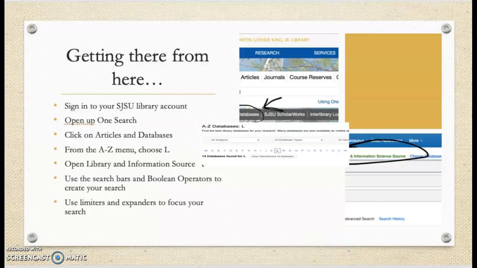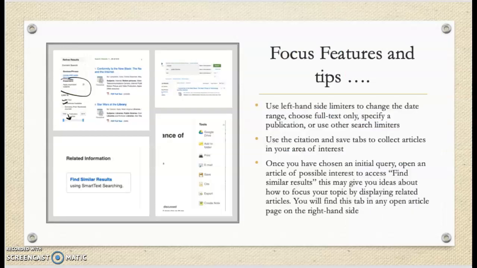Getting there from here. Sign into your SJSU library account, open up OneSearch, click on Articles and Databases. From the A to Z menu, choose L. Open Library and Information Science Source. Use the search bars and Boolean operators to create your search, using limiters and expanders to focus your search.